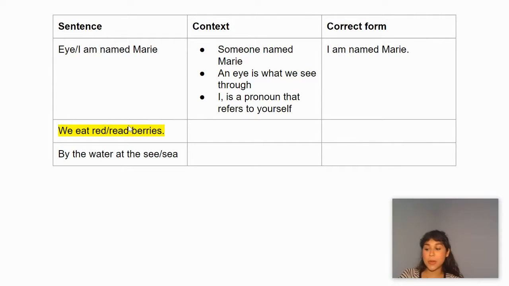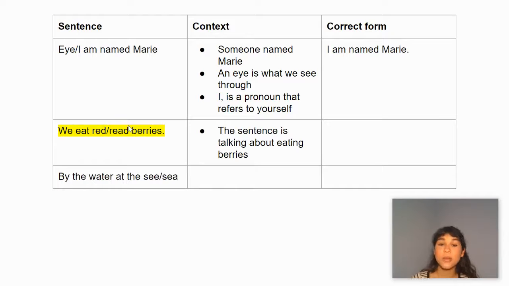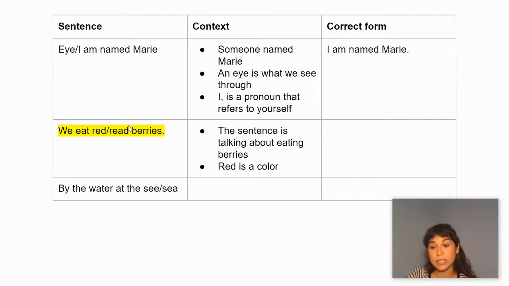We eat red berries. What is the context that we can get from this sentence or the words to help us pick the right word? Good job. The sentence is talking about eating berries. So we know that the right word has to do something with describing berries or be about berries. Okay, yes, red is a color. And like I said earlier, when we were talking about the sentence with the sky, colors describe things.